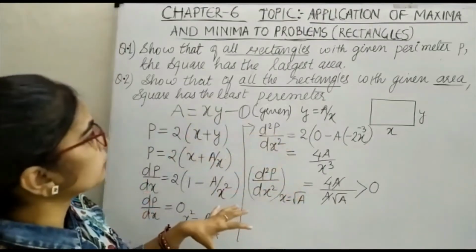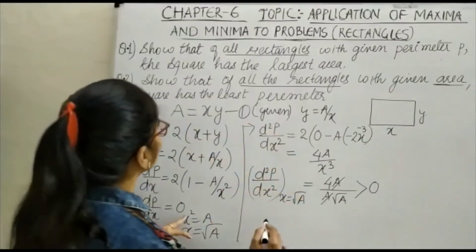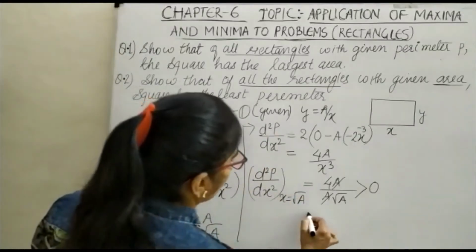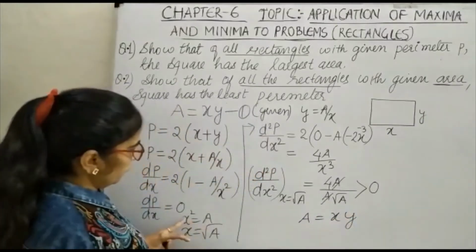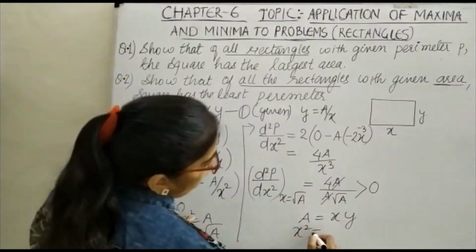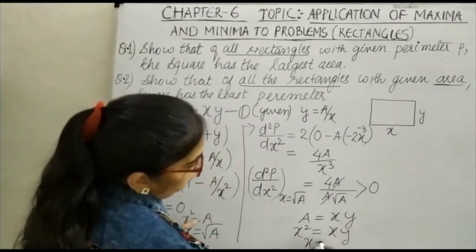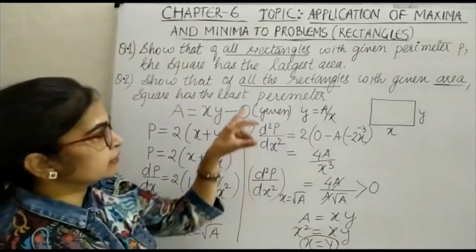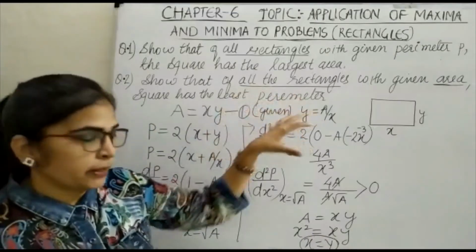Now let us find out the value that whether it is a square or not. We will take this condition. You can see here x square a is equal to xy. What is the value of a? X square. So x square is equal to xy. X and x will be cancelled, so we are here with the condition x is equal to y. That means this rectangle will reduce to square for the least perimeter.